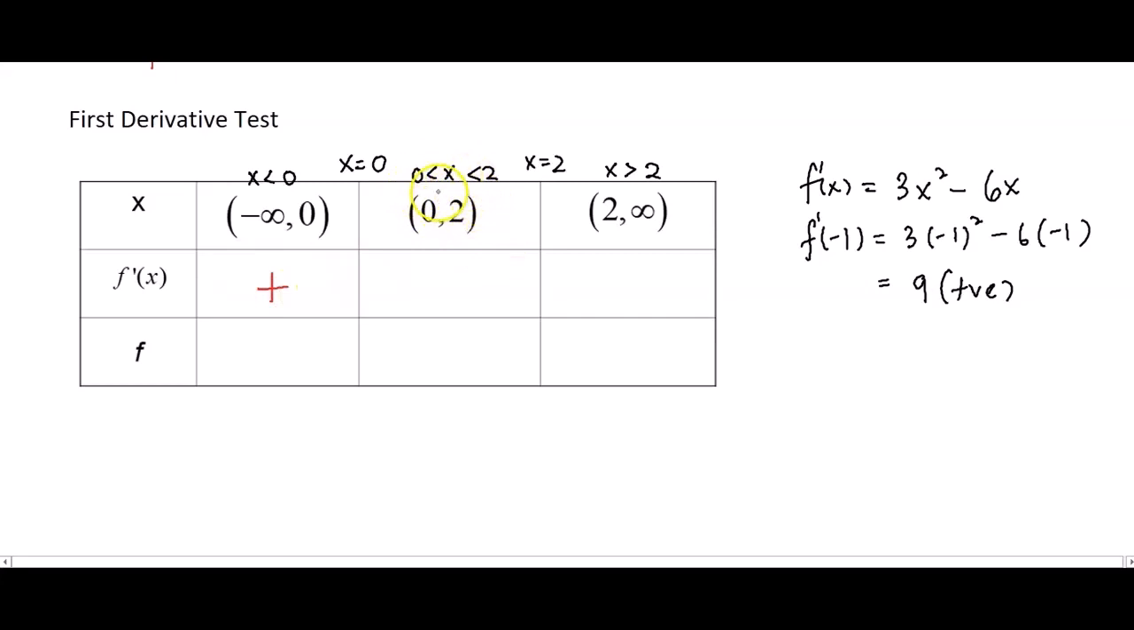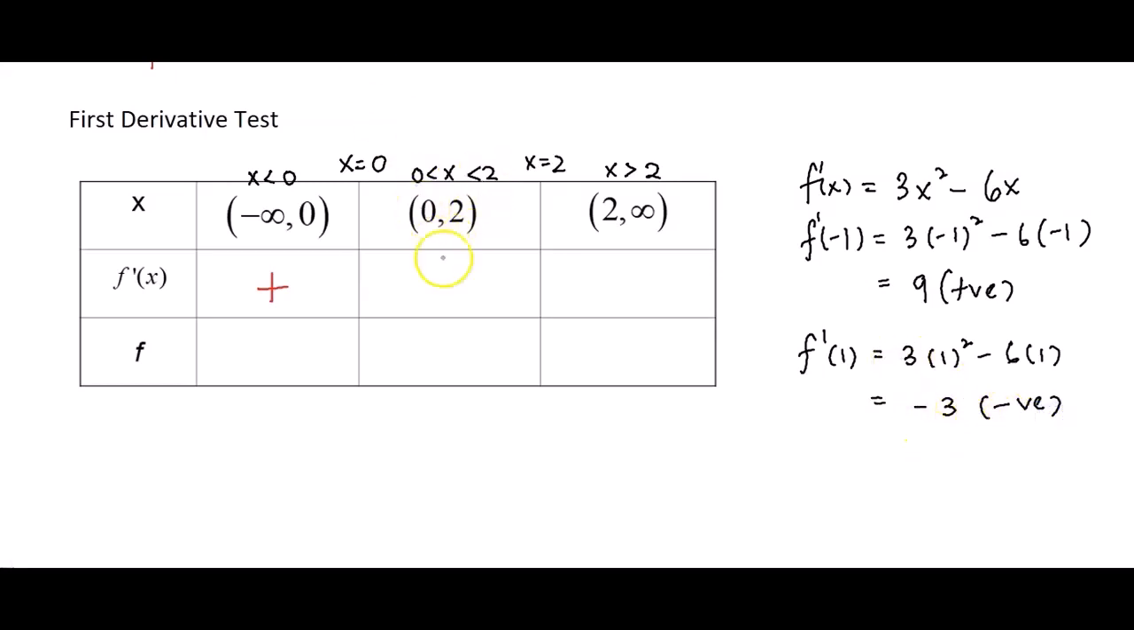Now it is the turn to substitute a value between 0 and 2. You might choose an easier value so that the calculation is easy. I'll just put 1 into f prime x. Here you have a negative sign, -3, a negative value, so you jot down in the table that it is negative when you substitute a value between 0 and 2 into f prime x.